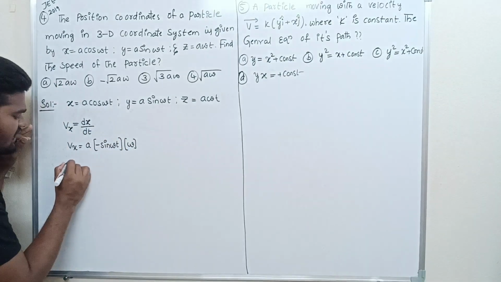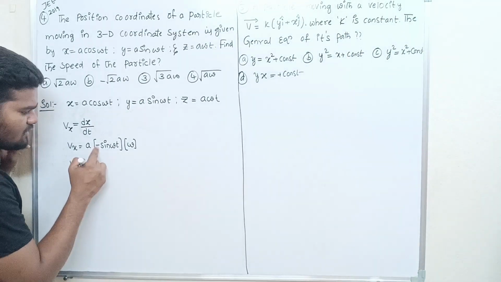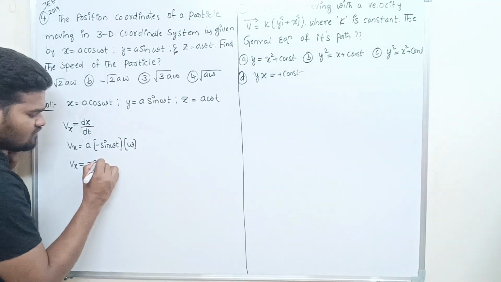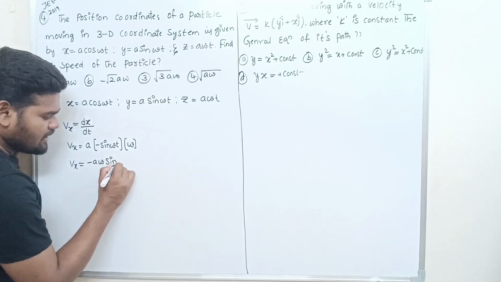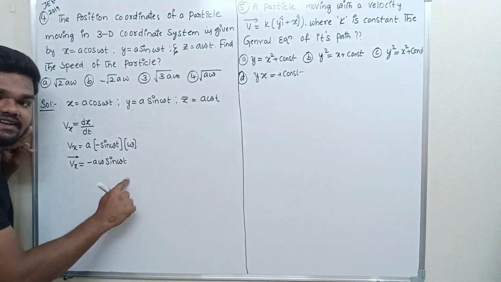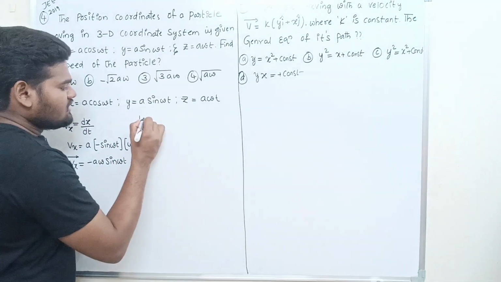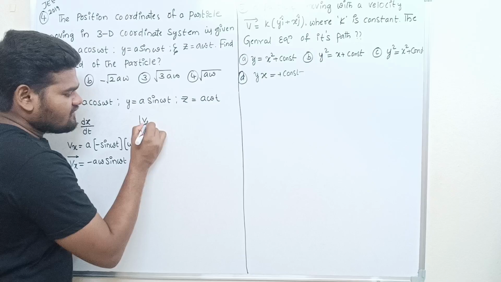All these things that I explained in the differentiation concept. So finally we got minus a omega sin omega t. This is the velocity of the particle along x direction. Along x direction. Have a look.